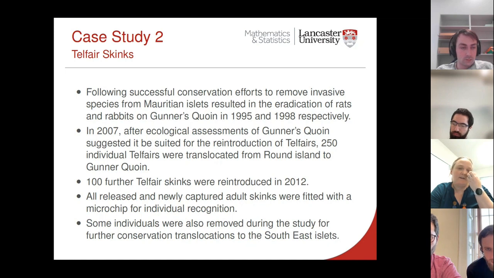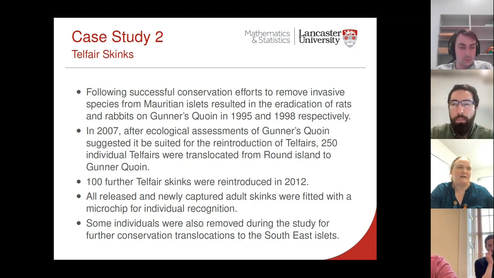The Telfairs are not individually identifiable, but they were fitted with a microchip, which allowed for individual recognition. During this study period, this translocated population was also used as a source population for further conservation translocations. So it's a data set that represents a mixture: it was a translocated population to begin with, but then became a source population, which has made it a really interesting case study for what we're interested in.